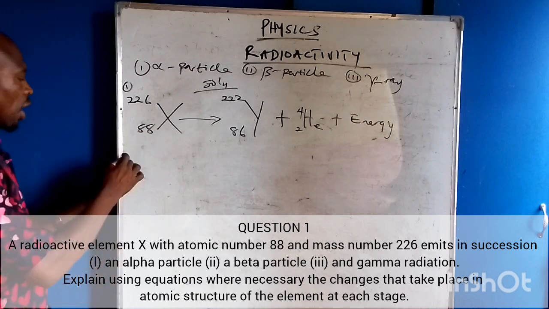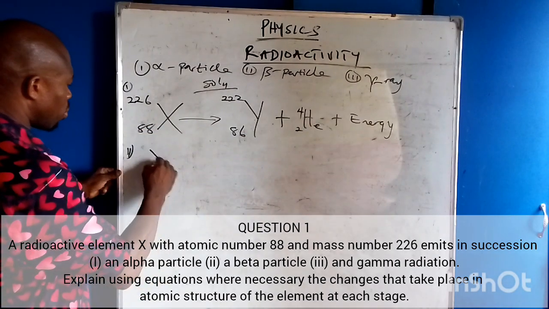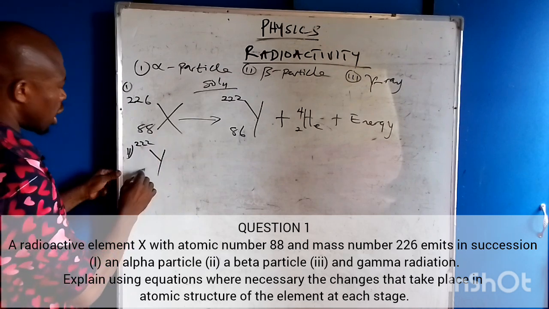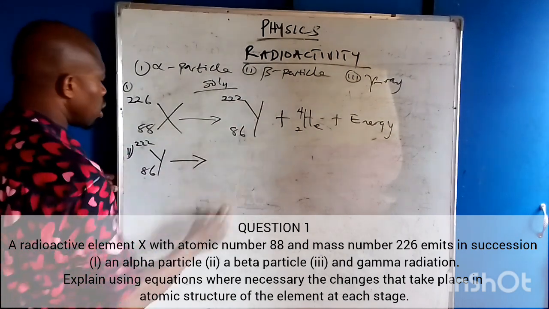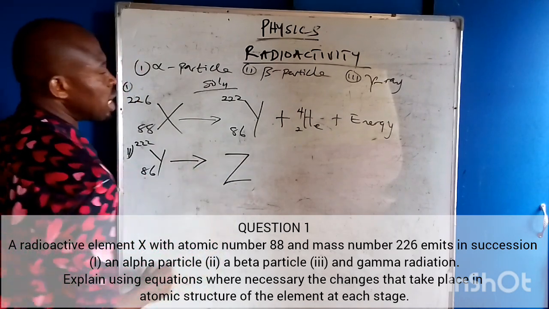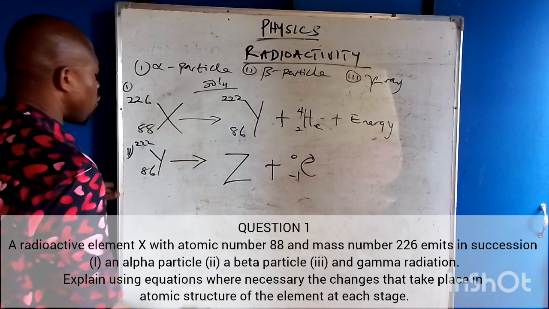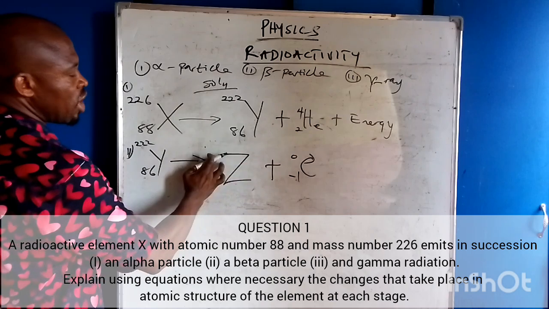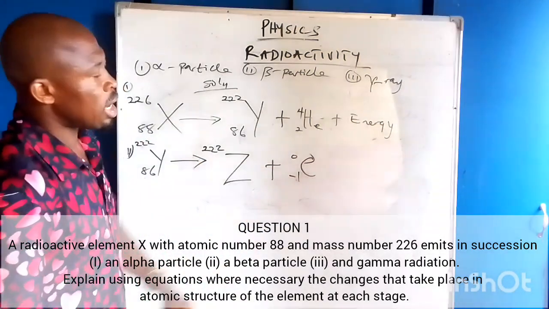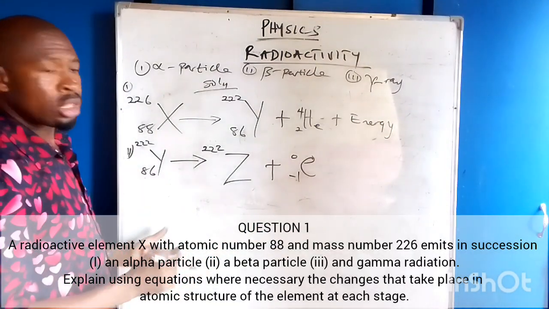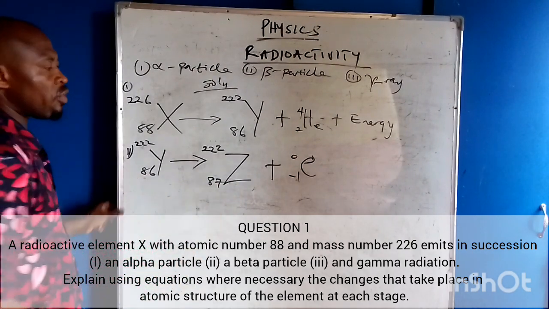What is the equation? Now, the second one: since it emits in succession, this one will now be the parent element. So we have 222, 86 here. This one will now undergo radioactive decay, and it is this one that will now emit this. So the new element can be Z, plus a beta particle. This beta particle is 0, minus 1 here. Because this here is 0, it will not have any effect on this. We will return 222. This is minus 1. Remember we said that if it emits an electron, because of this minus 1, the atomic number of the new element will be increased by 1. So because of that, if you add 1 here, we'll now have 87 plus the beta particle.